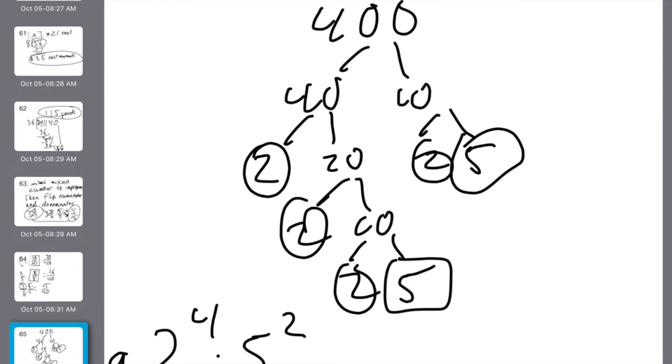B says, now write the prime factorization of the square root of 400 using exponents. Remember, guys, we divide the numbers in half. So I take my exponent and I just cut it in half.